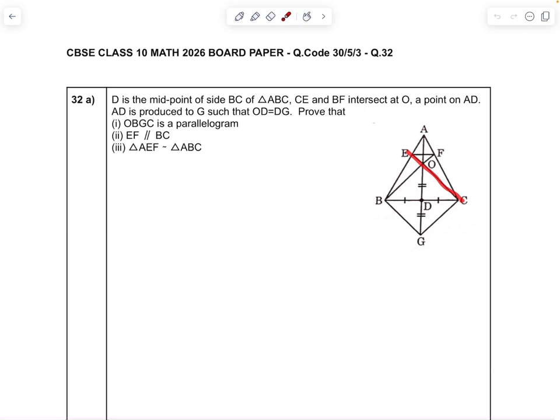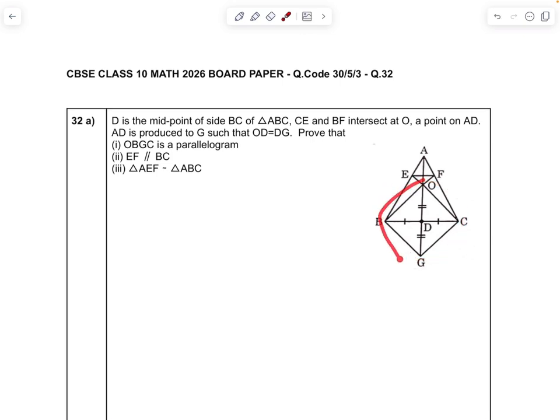CE and BF intersect at a point O and this point O is on AD. AD is produced to G such that OD is equal to DG. Prove that OBGC is a parallelogram.